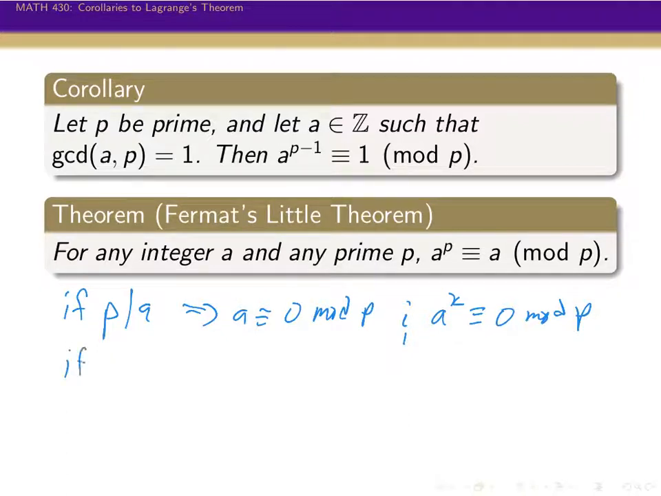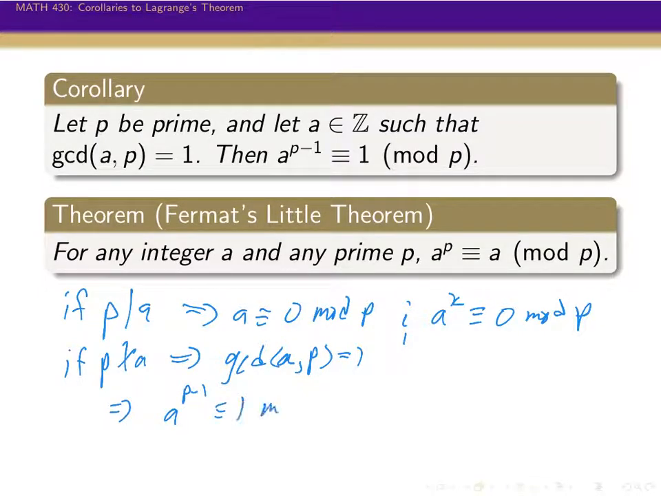And so that's kind of a trivial case. On the other hand, if p does not divide a, then the GCD of a and p is equal to 1. So a to the p minus 1 is congruent to 1 mod p by the corollary above. And then if you multiply both sides by a, you get a to the p is congruent to a mod p. And that gives us our result.